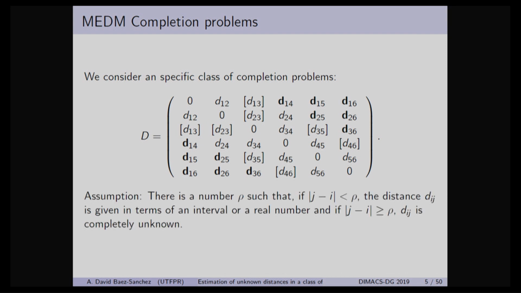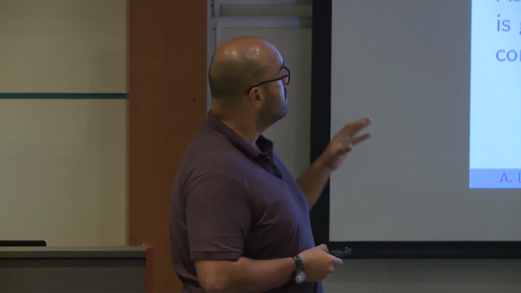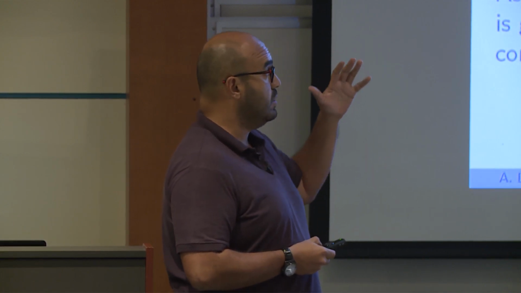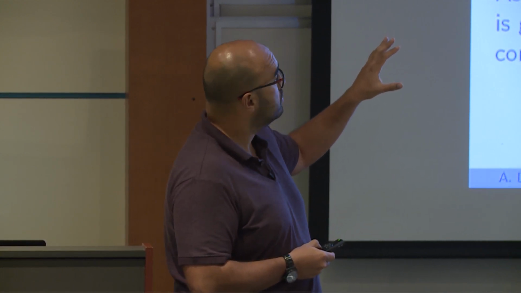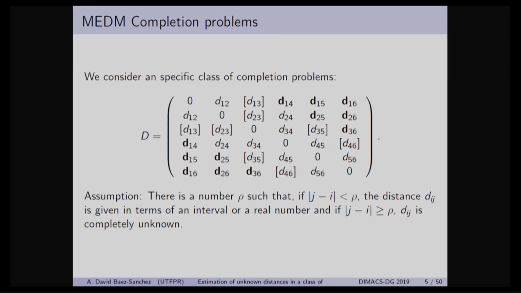So what we are assuming is that there is a number rho here such that if the difference between indices is less than this value, the distances are known, given as numbers or intervals. If the difference between indices is bigger than this number, you don't know anything about this. This is a strong assumption because to deal with real data, you should do some pre-processing to have this. But we are going to assume that this is the situation, that we actually have this.